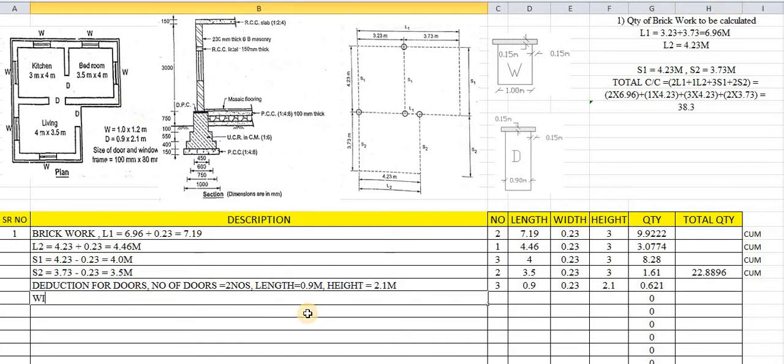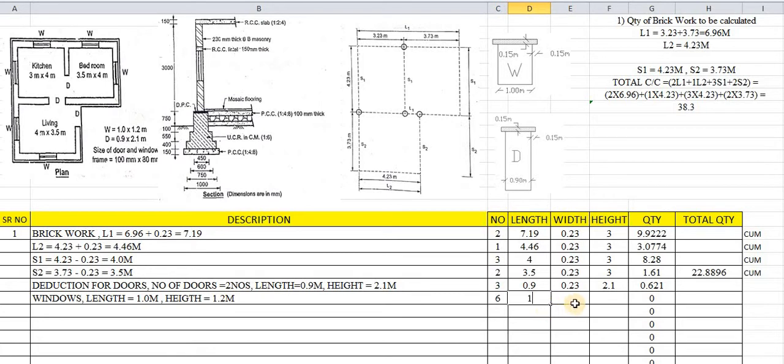How many windows are there? For windows, first we will find the length. The length of the window given for these deductions is 1 meter. What about the height of the window? The height of the window is given as 1.2. How many windows? 1, 2, 3, 4, 5 and 6. So there are 6 windows.